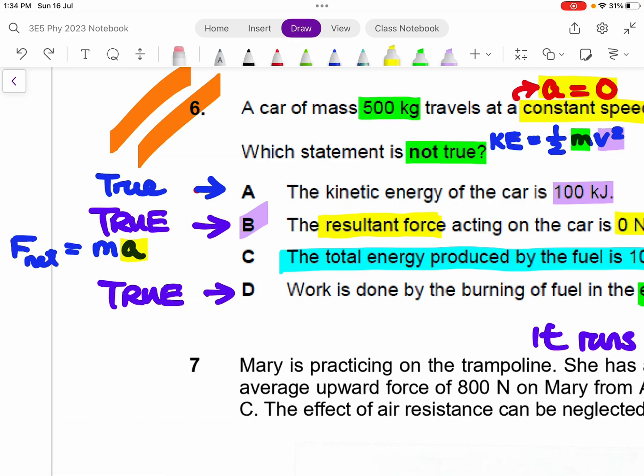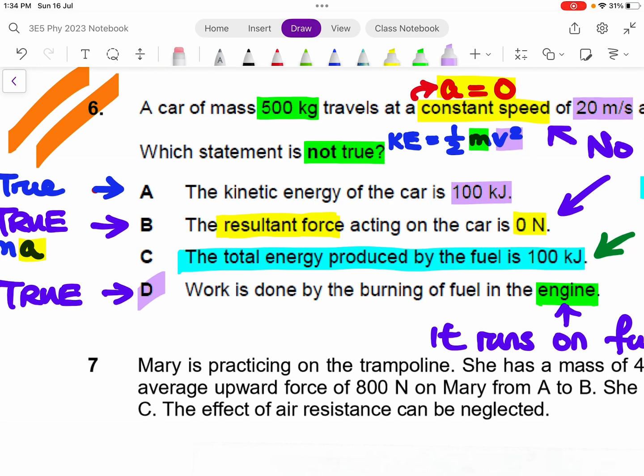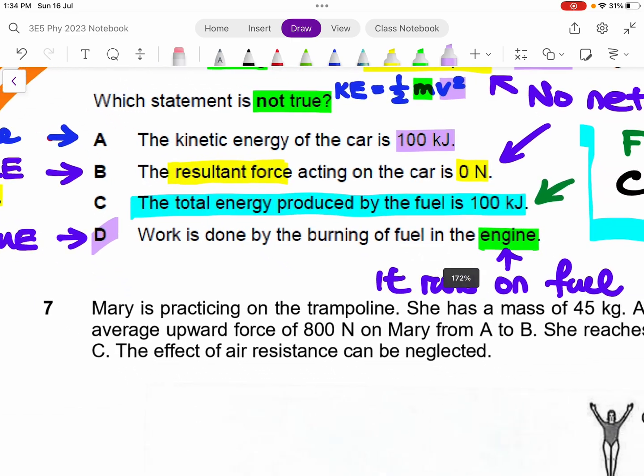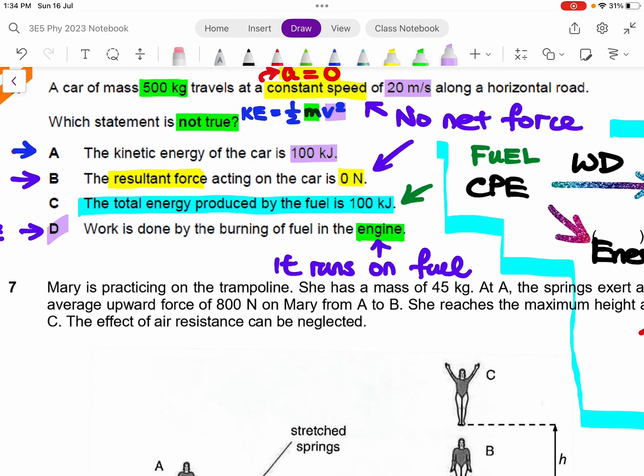Next, let's look at the fourth option, whereby the work is done by burning the fuel in the engine. I hope you know that the car derives its energy from the fossil fuel that is stored in the engine. So this fuel in the engine must be the energy source that the car derives its kinetic energy from. The fuel in the engine has chemical potential energy, which upon burning will turn into work done. So what is work done? Like I said again, work done is energy transfer.